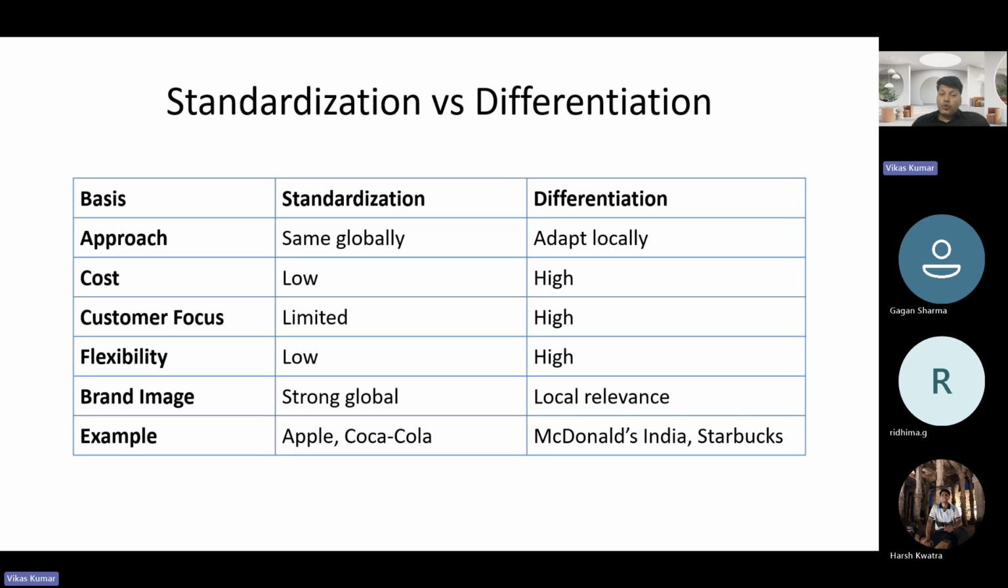Brand image is very strong when it comes to standardization. For differentiation, the local relevance is very high. Brand image examples with standardization are Apple and Coca-Cola, or Microsoft or Google. With differentiation, the examples are McDonald's in India, or Starbucks.